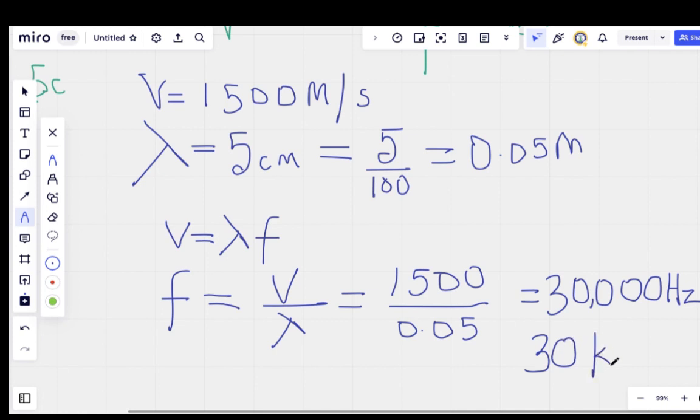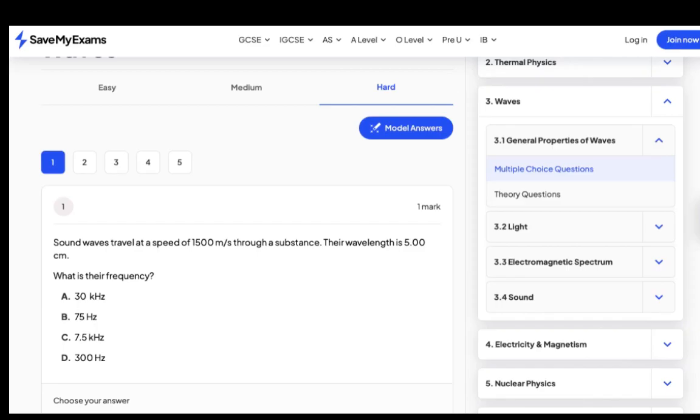So we go and check the options now. Any option that has 30 kilohertz is the right answer to this question. The first one is 30 kilohertz, which is the right answer. This is 300 hertz. No. 7.5. No. The answer is A. So this is how we do the calculation.